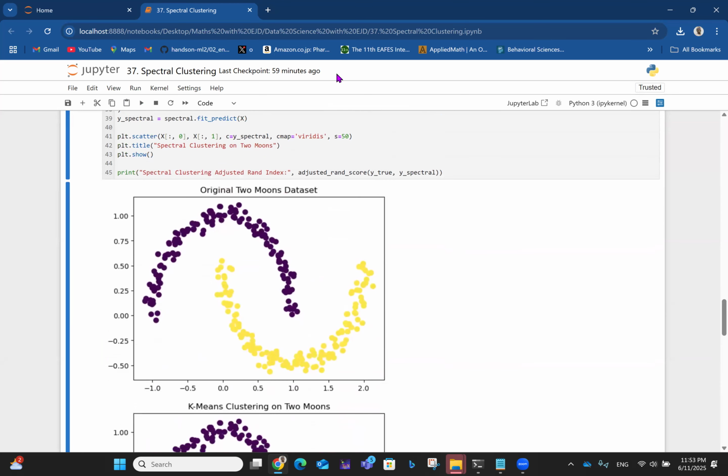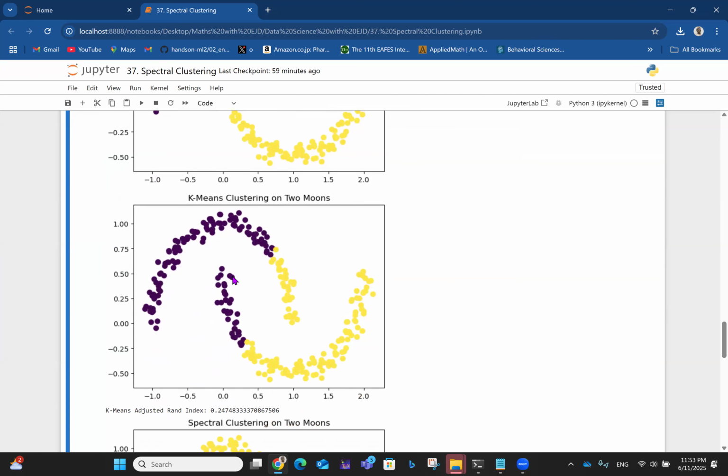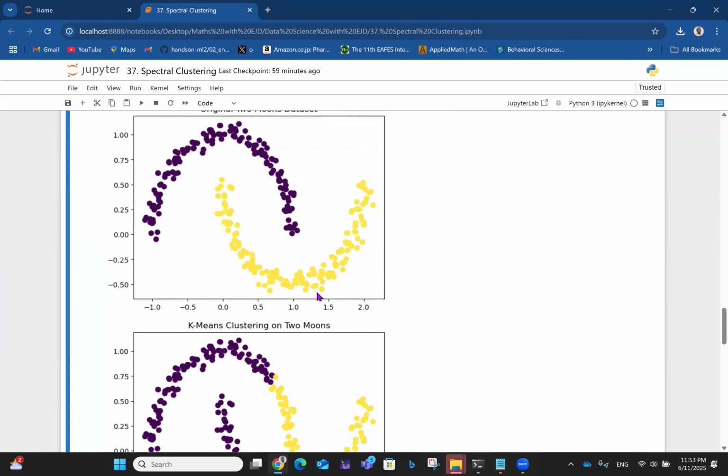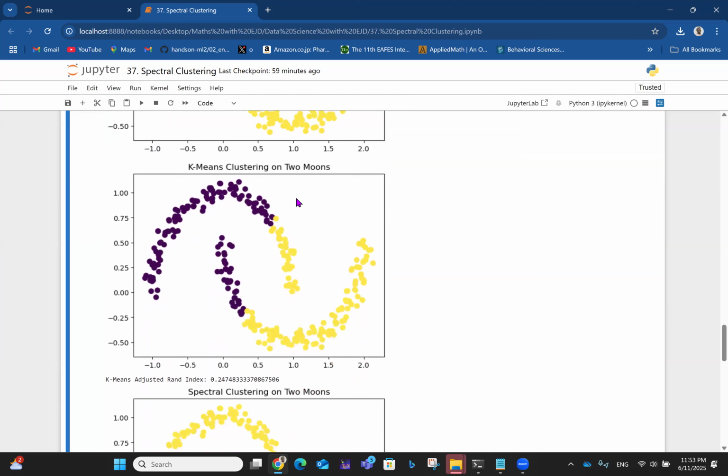So now to the results. This is what the original two moons data set looks like. Of course, it's made-up data. So we have this into this, like that. That's the original. But when you train the k-means clustering model on the data, see what it gives. You have something that is not quite the original. Based on its own thinking, see what it gives. You have an overlapping region like this, so to speak.